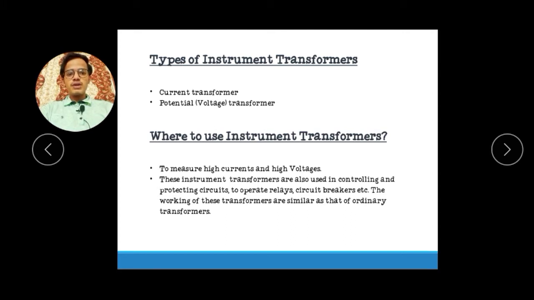So what we have to do is step down the voltage and step down the current to the limited operating current and voltage for the relay, so that it can give the tripping signal to the circuit breaker. Otherwise, if we use the relay at that much voltage, the relay will be blown out and our system will be endangered. So we use instrument transformers in protecting circuits also.